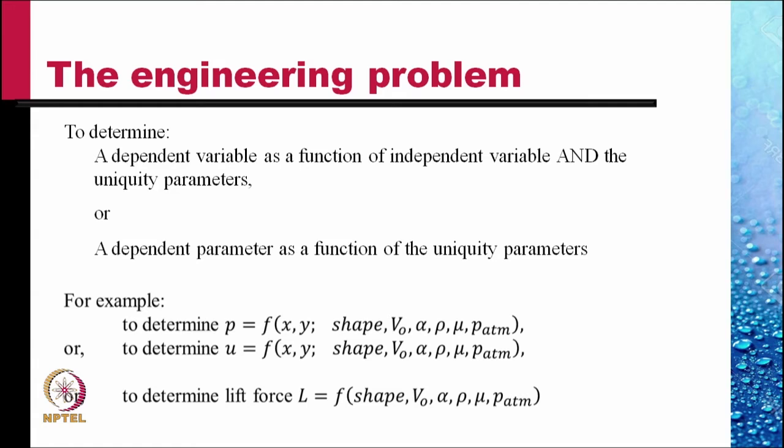For example, an engineering problem could be to determine pressure p as a function of the independent variables, the location variables x and y, and the uniquity parameters: shape, velocity far away or velocity of the aerofoil, alpha the angle of attack, rho, mu the properties of the atmosphere, and the atmospheric pressure itself.